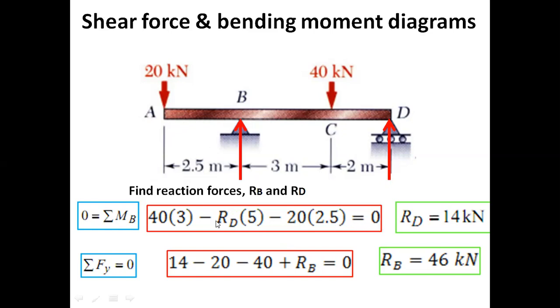The only unknown in the equation is RD. After calculation, RD comes out to be 14 kilonewton. The plus sign means that the direction which we have taken is correct, so RD is in the upward direction. Next, we have to use the other condition of equilibrium, that the summation of all the forces must be equal to 0.